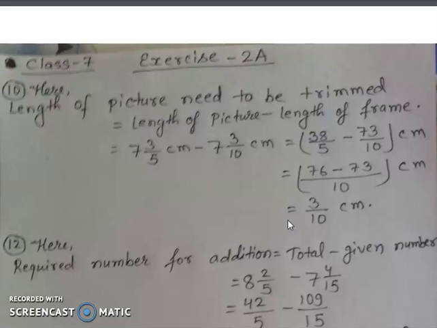I will be sending you the solved questions also. Few questions are left again. On the next day I will be solving and giving you. So let's see question number 10.